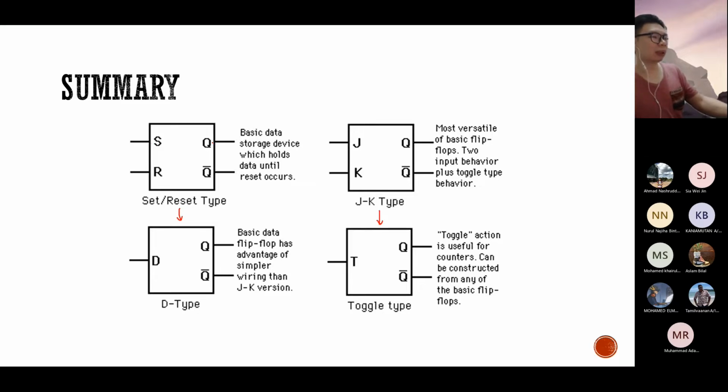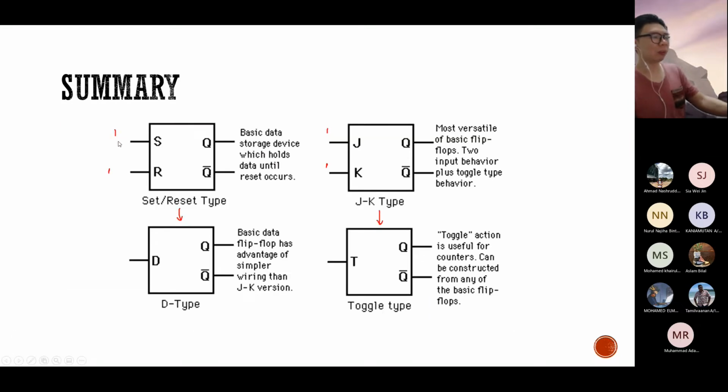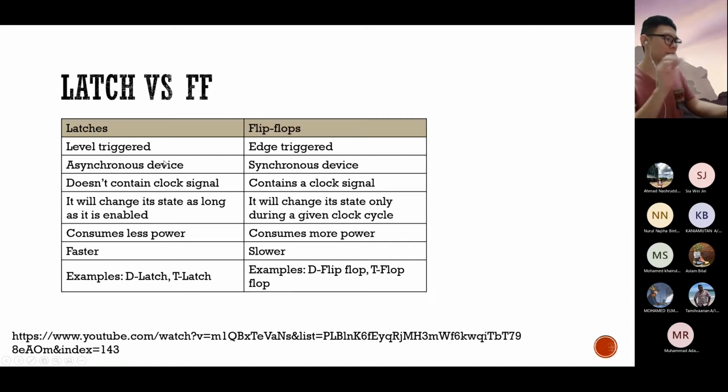So the SR flip-flop and JK flip-flop are kind of similar, but the JK flip-flop overcomes the limitation of the SR flip-flop. The SR flip-flop has this invalid state: when both inputs are 1s, you have an invalid state. But in the JK flip-flop, you can put this, and this makes your flip-flop toggle. Okay, so those are the differences between all these types of flip-flops.